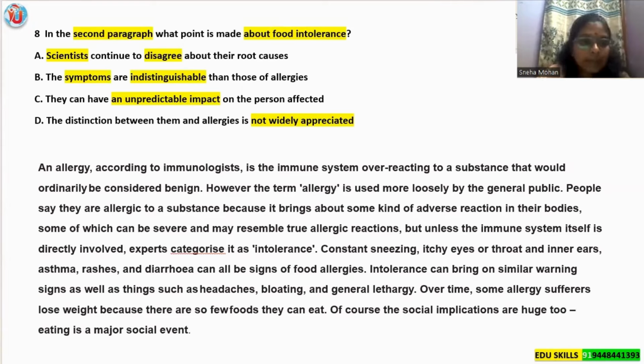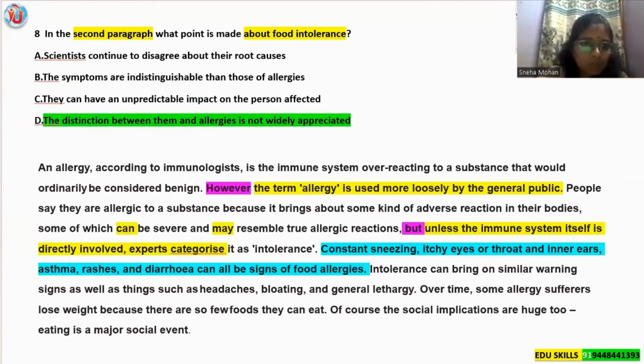Question number 8. In the second paragraph, what point is made about food intolerance? Whenever you're starting with your reading part C, you have to number the paragraphs. So you have to just jump into the second paragraph and look for this about question. It is mainly asked what point is made about food intolerance. Now, again, we are following the strategies and going to the text.